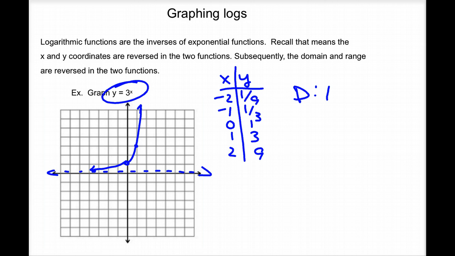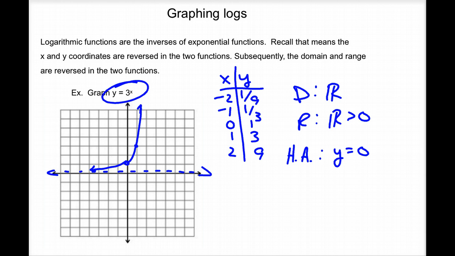The domain was all reals because it went forever left and forever right. The range was all reals greater than 0 because you couldn't go any lower than 0. You couldn't equal 0. Everything was above that 0 mark. And again, it was a horizontal asymptote of y equals 0.